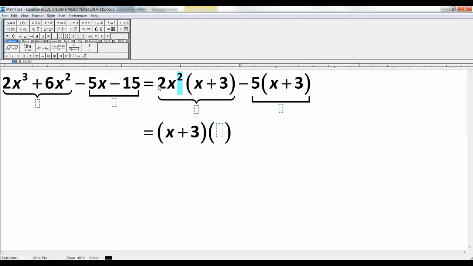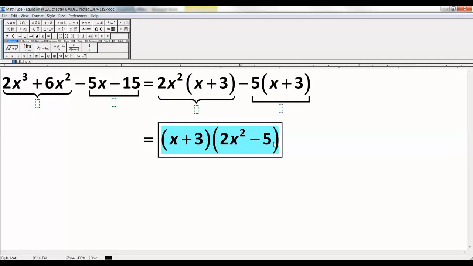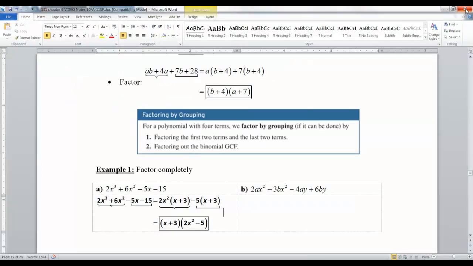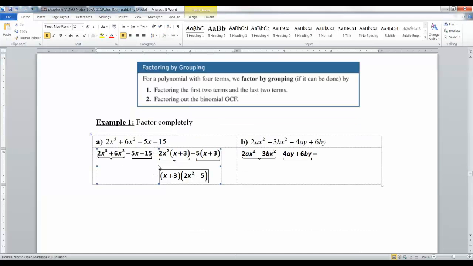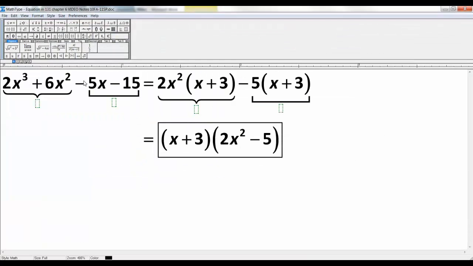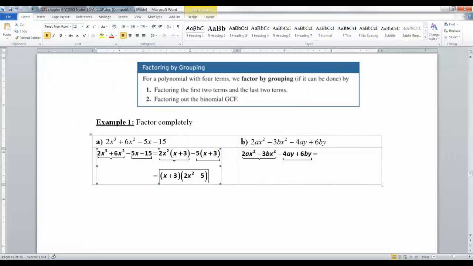Now in the first term, if I take out the x plus 3, I'm left with 2x squared minus 5 for that back term. All right, and then we're done. You would keep going if you could, but you can't. So you're done. One thing before we leave this one behind, I just want you to notice that the parentheses worked out to be the same. See how they both have x plus 3 in them? If they do not work out to be the same, that's a sign that you did something wrong. They need to work out to be the same.